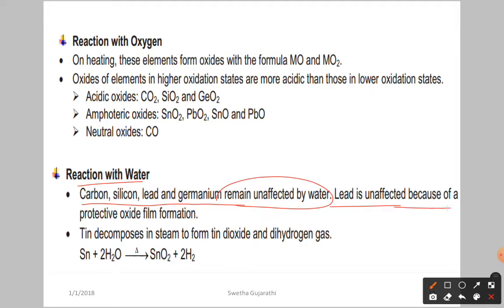What is the reason here? The formation of a protective oxide film layer. There is a formation of a layer of oxide, and because of that reason it is not going to be affected by the water.